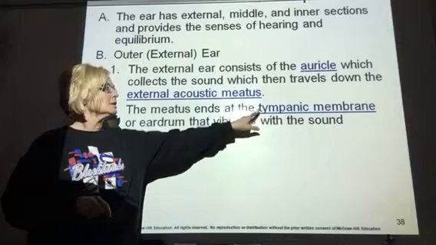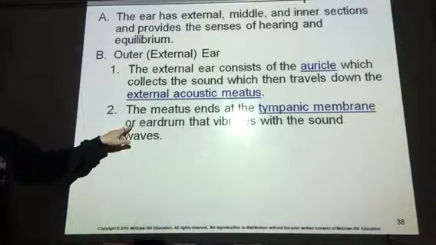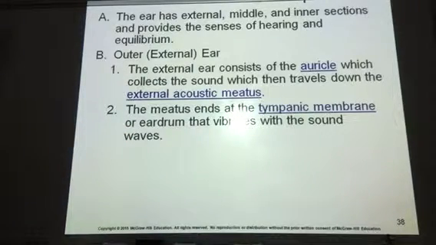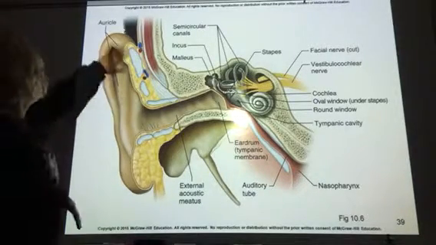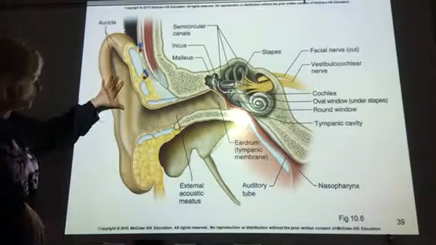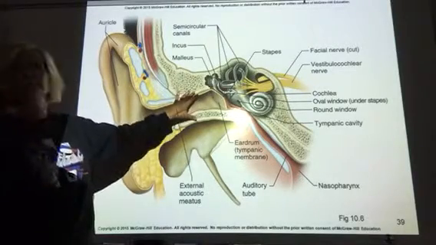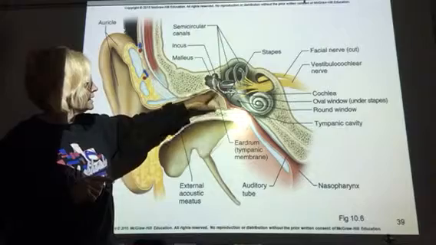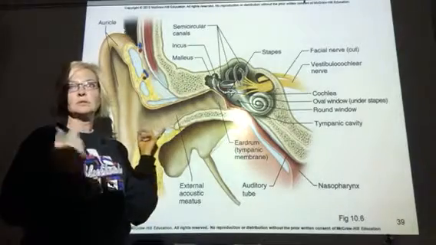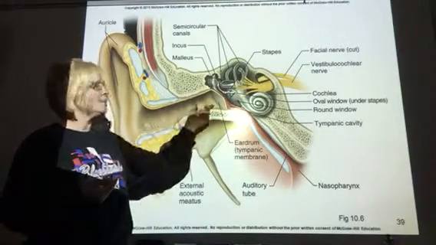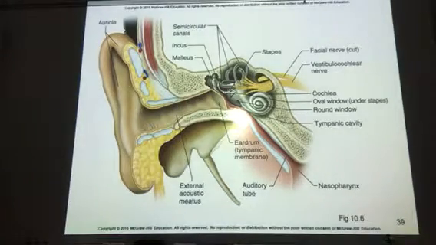The meatus ends at the tympanic membrane, and the tympanic membrane is a scientific term for your eardrum. So this is your eardrum. Your eardrum then vibrates when sound waves hit it, and then those sound waves are going to be passed through to the inner part of your ears. So if I look at the outside, auricle is the outer flap. Here's the tube, the external meatus that goes into your skull, so it travels inside. And then here is your eardrum, which is your tympanic membrane. So this is why when you clean your ears with a Q-tip, you do not want to go in too far, because you actually can contact your eardrum.